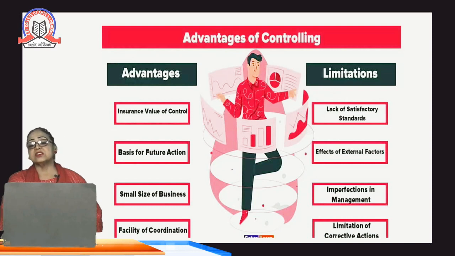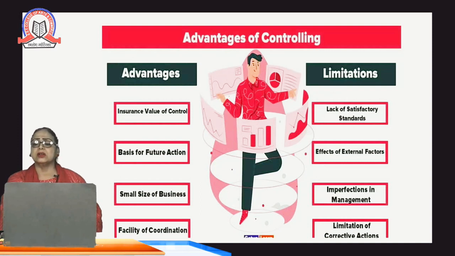Small size of business: it becomes easier to convert or expand a small business into a larger size with the help of good controlling. Facility of coordination: we can coordinate one department, one activity with another with the help of controlling.